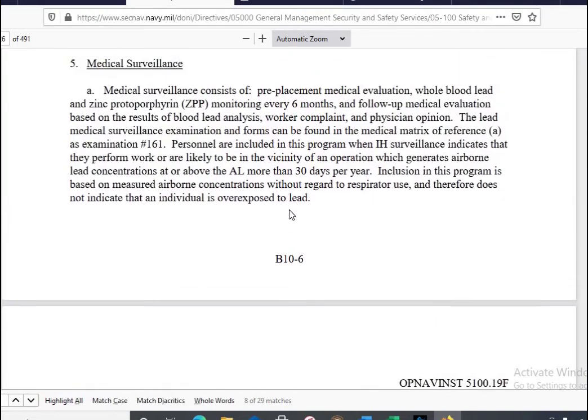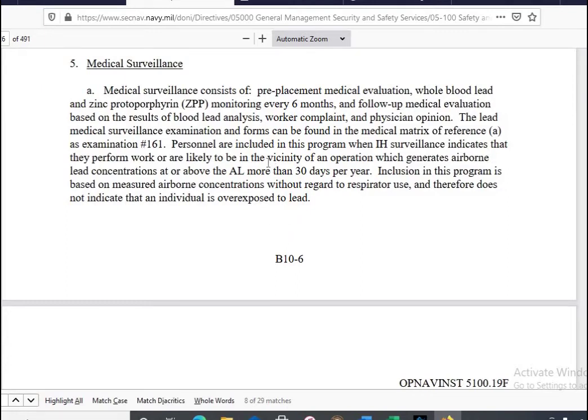Here we go. So what exactly is medical surveillance? That was brought up earlier in the instruction. Pre-placement medical evaluation is where you're looking at people's blood, and that's every 6 months. So note that medical surveillance is every 6 months. That's different than almost every other medical surveillance, different than the ear stuff. It's 6 months instead of 12. So remember, medical surveillance for lead, 6 months.